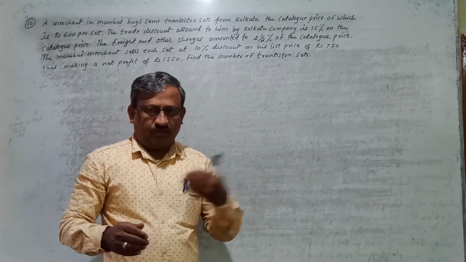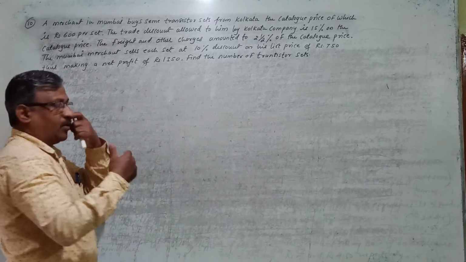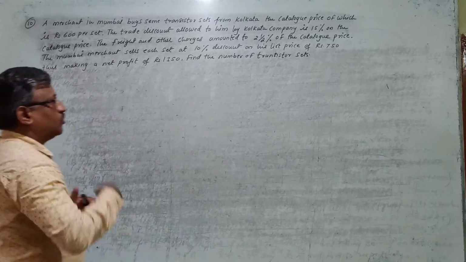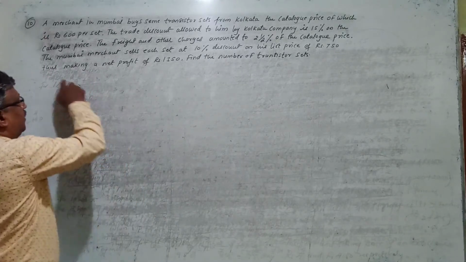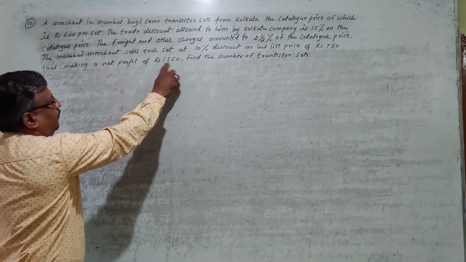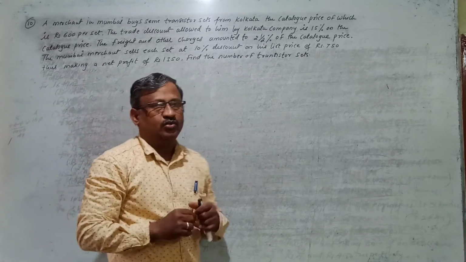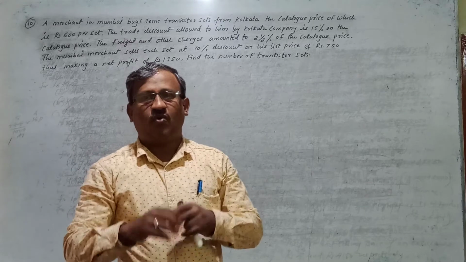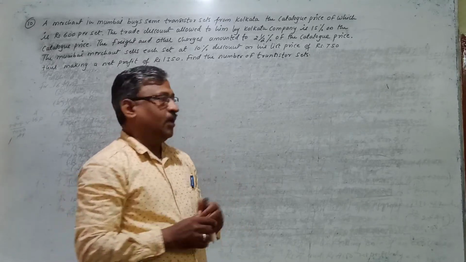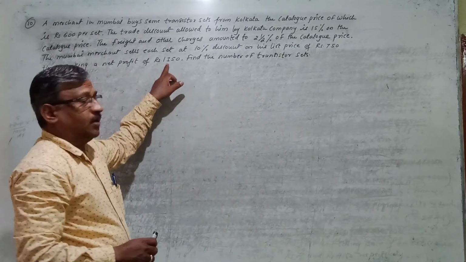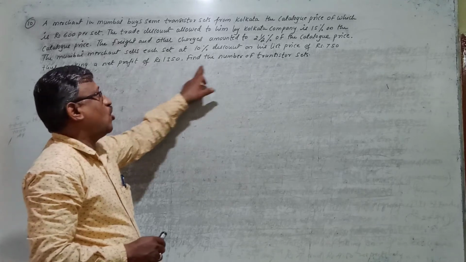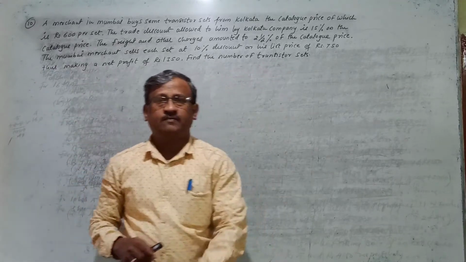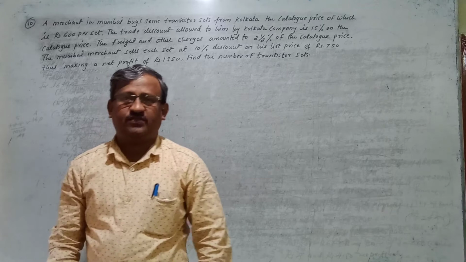And whatever number of transistor sets he has sold, by selling those sets he has made a total profit of rupees 1,350. So 1,350 is the profit on all the transistor sets. So if he has earned a total profit of 1,350, how many transistor sets has he purchased? That number of transistor sets we have to calculate.